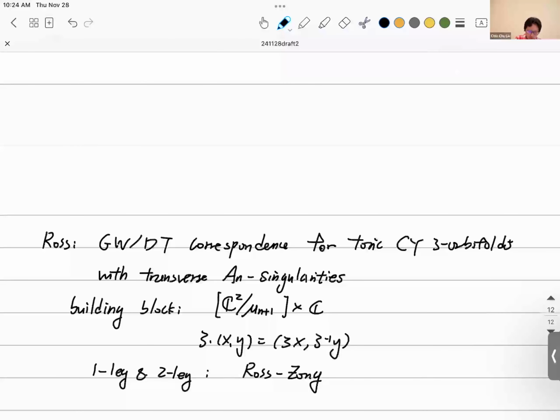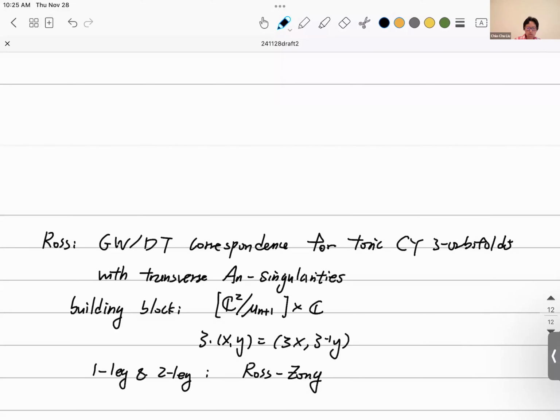Yeah, so the Gromov-Witten/DT correspondence for toric Calabi-Yau 3-orbifolds is in general not known. Even the conjectural statement is not known. But it has been proved when the toric Calabi-Yau 3-orbifold has only transverse A_n singularities. That means they are not glued by the most general group, they are just glued by some special ones.